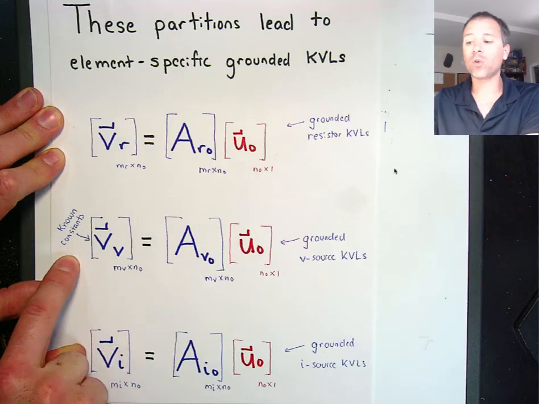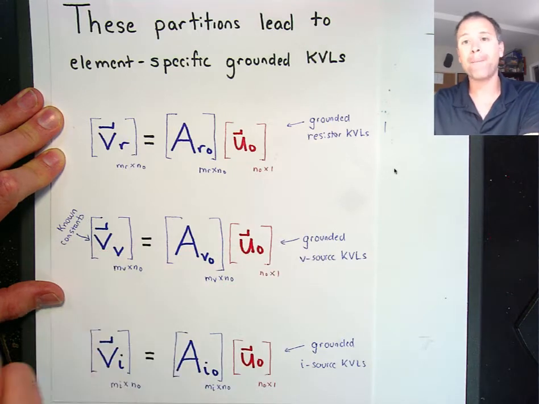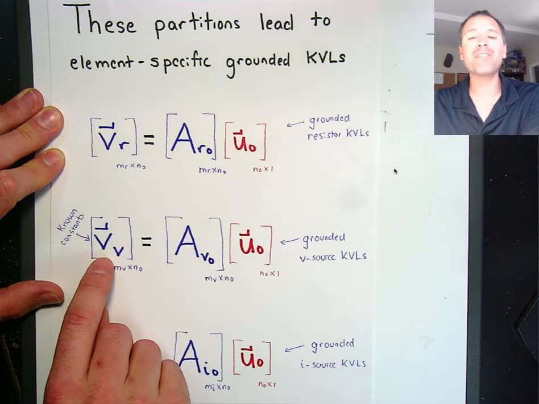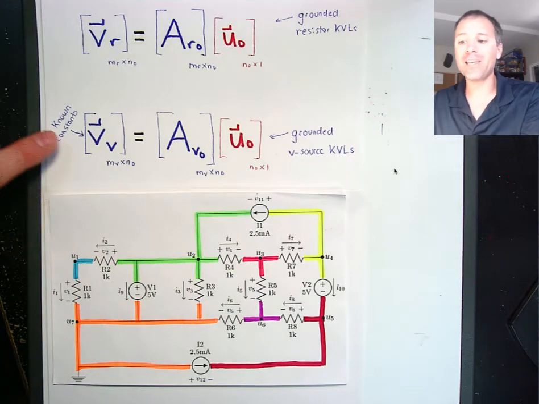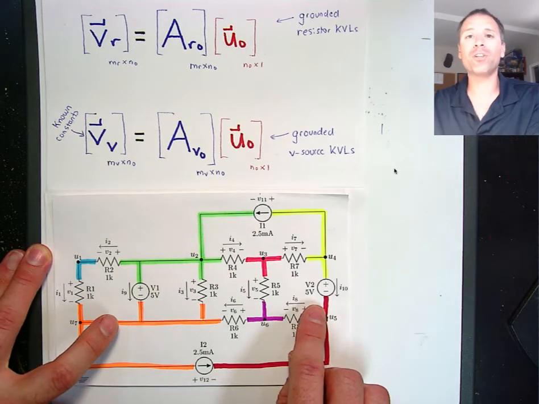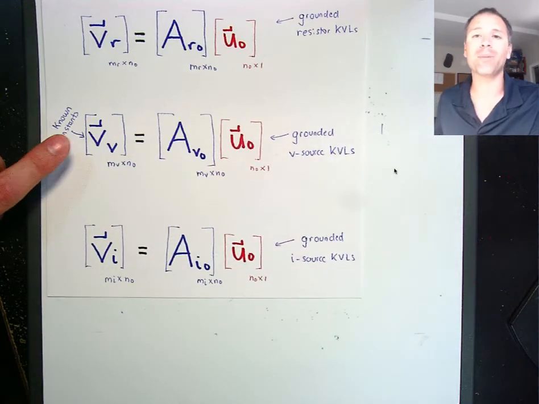Moving on to the voltage sources, we see that A sub V naught times U naught is V sub V, but this is a general linear systems problem because the left-hand side of this equation is known. When we look at the circuit diagram, the individual entries of that left-hand side vector are the defined values of my voltage sources in my schematic. That's a general linear systems problem. We can say something intelligent about that.